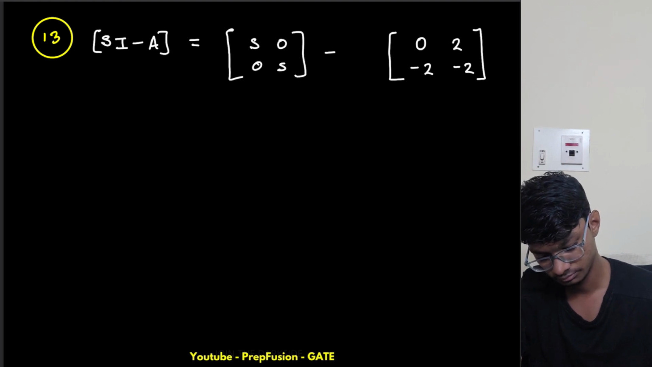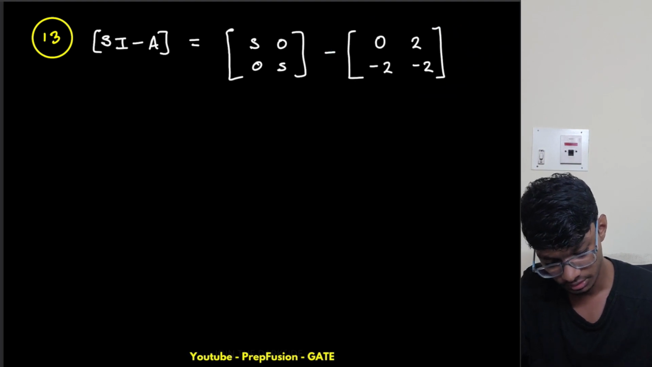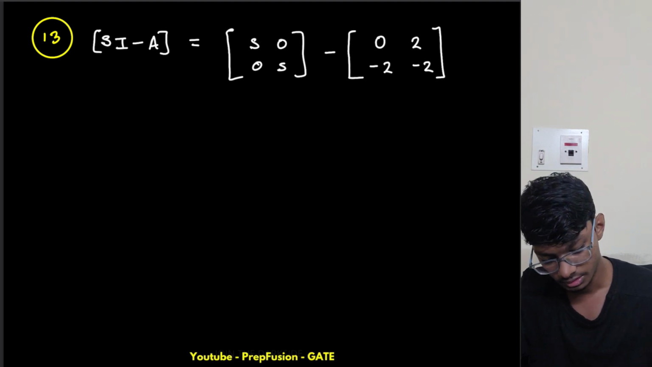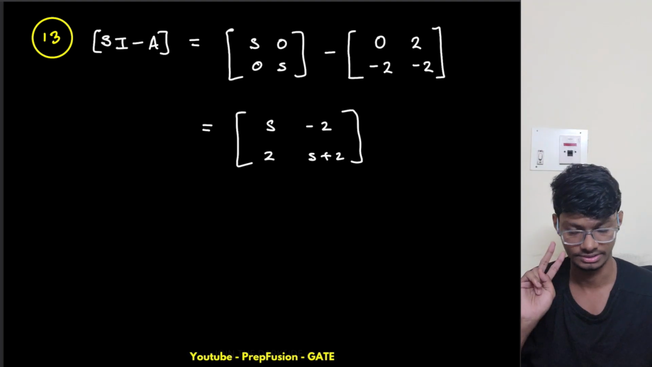Okay, and this is what, if I do minus, right? If I do, okay, just do it like this only. Then what will my sI minus A become? It will become s, minus 2, plus 2, s plus 2. This will be my sI minus A basically.